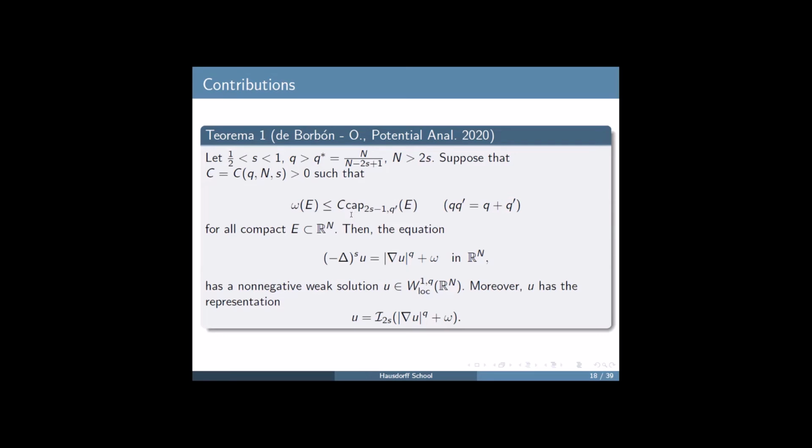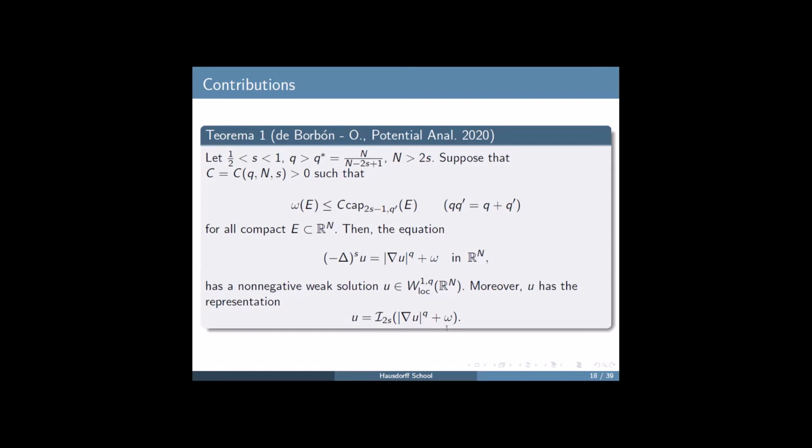Suppose that this is true for all compact sets E in R^n. Then the fractional Riccati equation in R^n has a non-negative weak solution in W^{1,q}_loc of R^n, and moreover, u has this representation in terms of the Riesz potential. This is the Riesz potential of order 2s. This representation will be useful in order to get some estimate of the solution u in terms of the source omega.